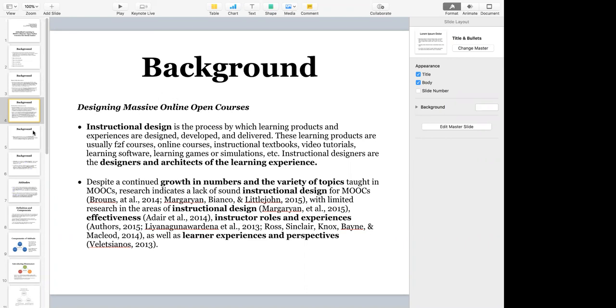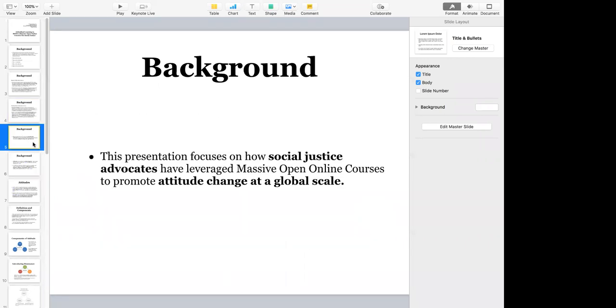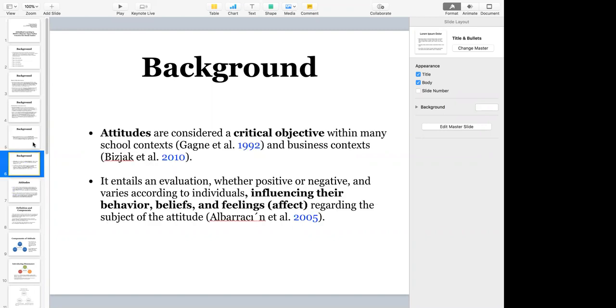individualized attention for them. So this presentation will try to focus on the social justice advocates who have used these massive open online courses to promote attitude change at a global scale. I'll talk about a few cases that we've looked at. So attitudes, let's talk a little bit about attitudes before we go into the cases.